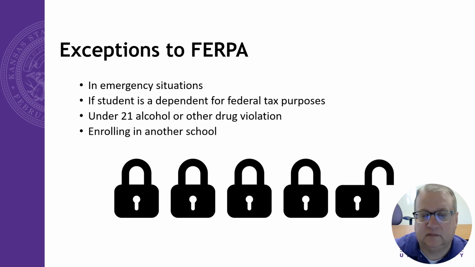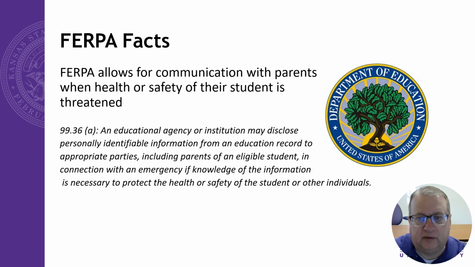Now, there are some exceptions to FERPA, such as emergency situations, if they're under 21 and there's an alcohol violation, or if they're enrolling in other schools. Now, we always consider our student to be an adult, but we work within that. We understand FERPA, and we will make some of those judgment calls.